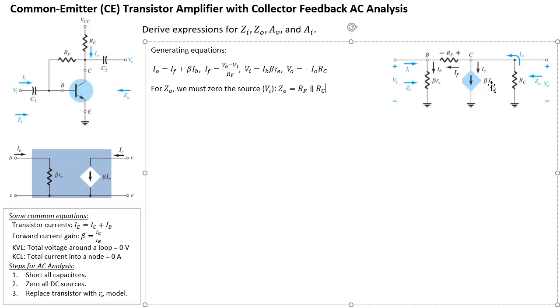So let's have a look at ZI, for example. We can look at it as VI over II. So ZI is just VI over II, again just Ohm's law. So using Ohm's law, ZI is simply VI divided by II.